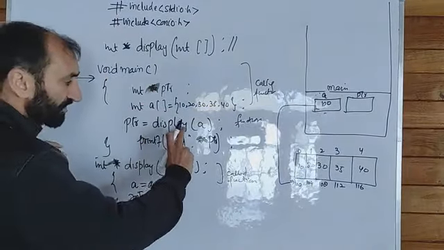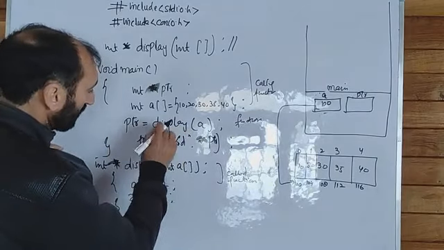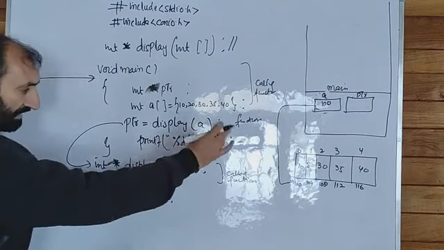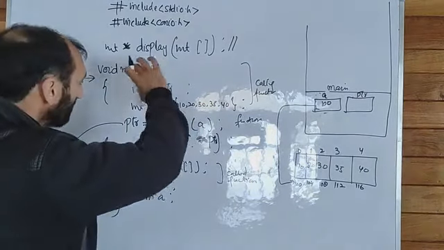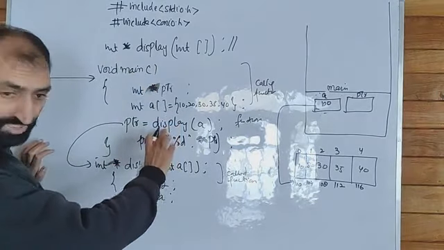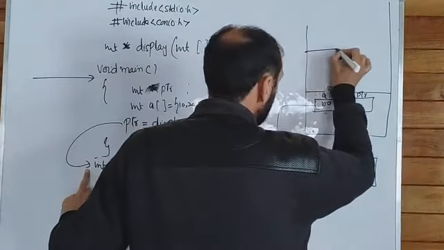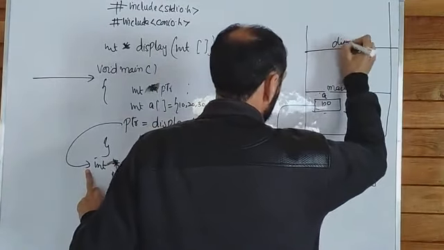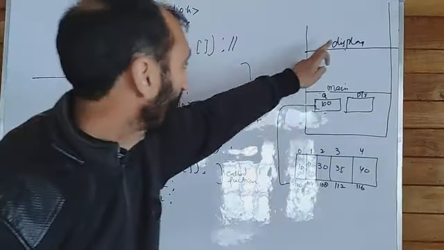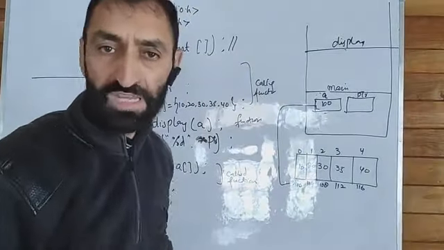Here, this is the function call. After this function call, PTR display. That means the control will go outside, inside the function call. From the main function, it calls the display function. This is the display function. The control will reach here. Obviously, some memory is also allocated for this display function, in the stack memory.